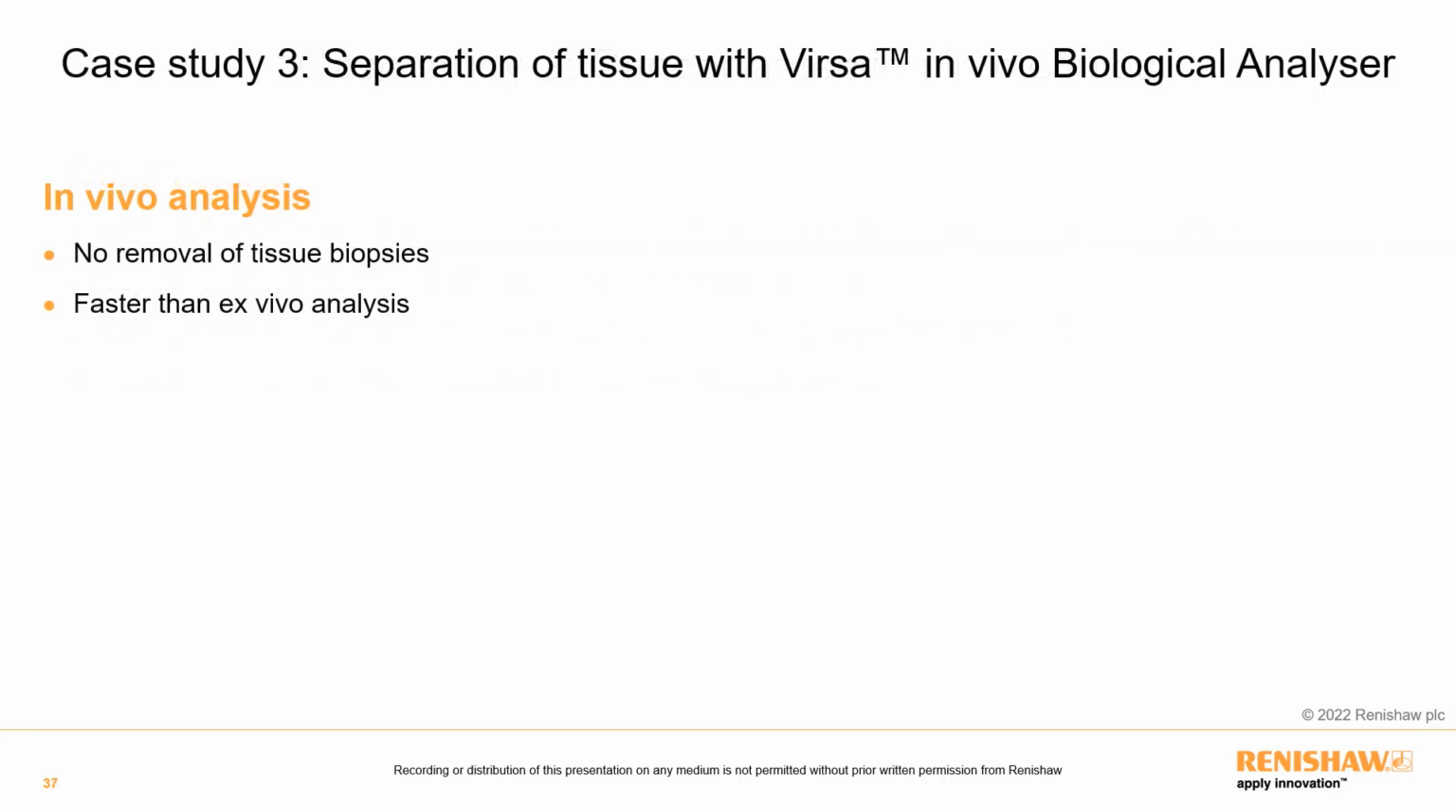In part 1, we introduced our Virsa in vivo biological analyzer for in vivo analysis of biological samples. In this case study, we demonstrate the ability of the system to distinguish between different tissue types. In vivo analysis does not require removal of tissue and therefore can be less invasive than ex vivo techniques. The ability to analyze tissue in situ also speeds up the generation of information.